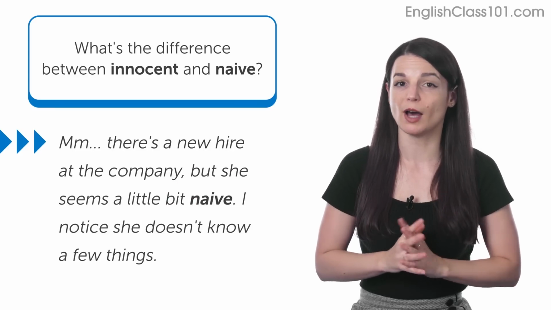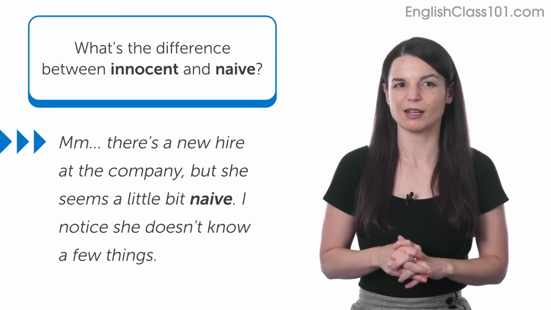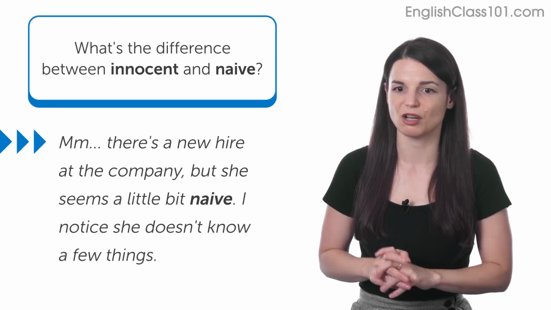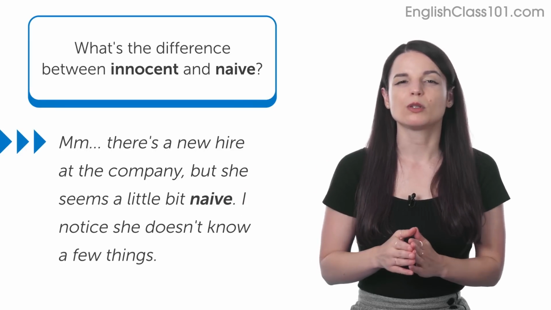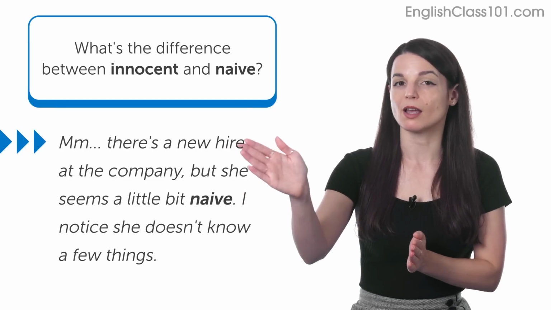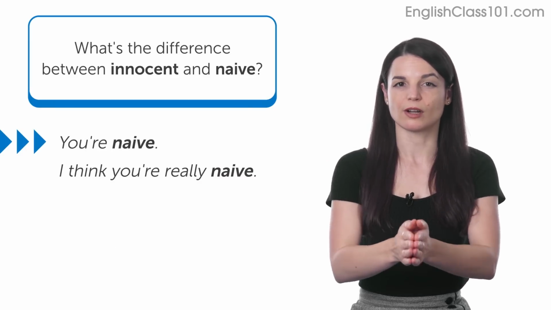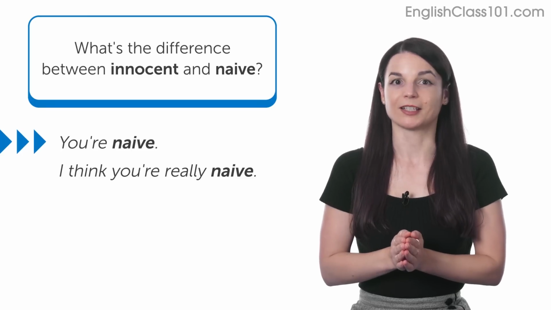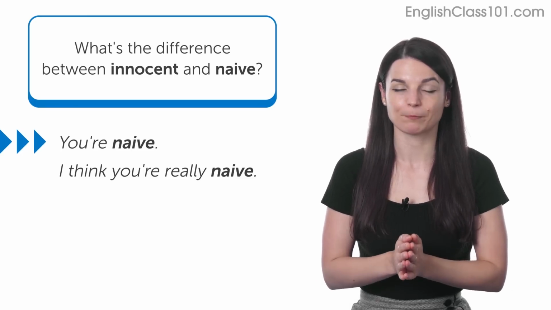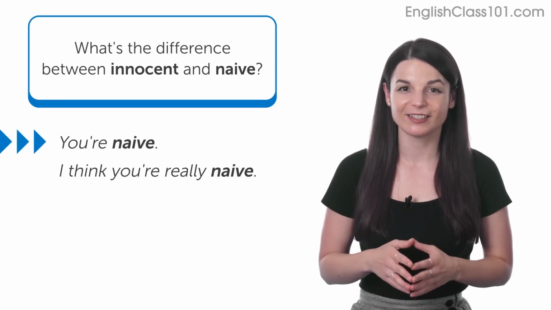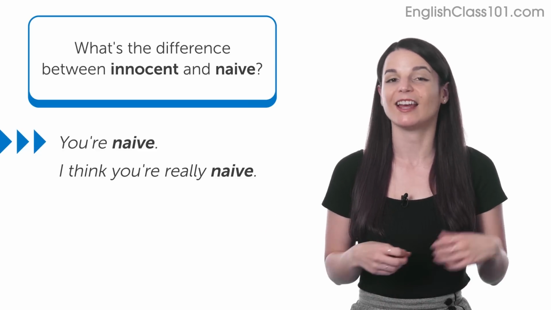Like, there's a new hire at the company, but she seems a little bit naive. I noticed that she doesn't know this, this, and this. So you typically use it to talk about somebody else. We typically don't say, you're naive, or I think you're really naive. It sounds quite aggressive and quite direct. Okay, great. So those are the differences between the word innocent and naive.